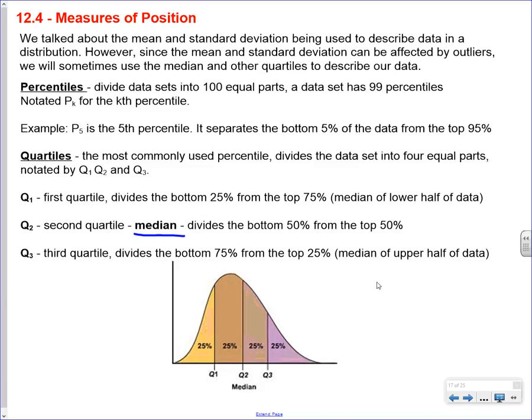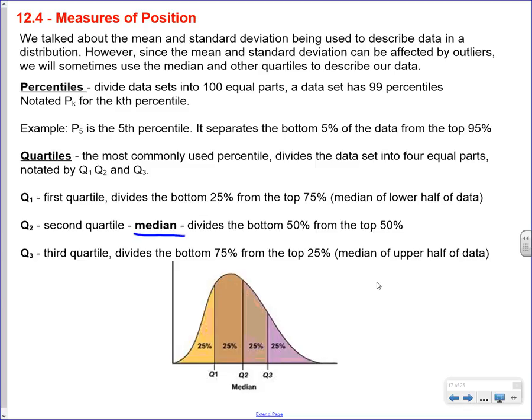So the first one is percentiles. Percentiles divide data sets into 100 equal parts. A data set has 99 percentiles, notated P sub k for the kth percentile. So for example, if you had P sub 5, that would be the 5th percentile. If you're in the 5th percentile, that means 5% of people are below you, 95% are above you, okay?